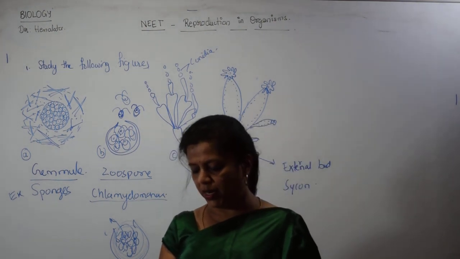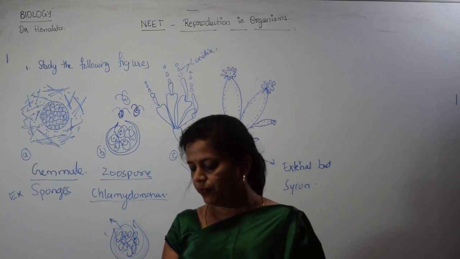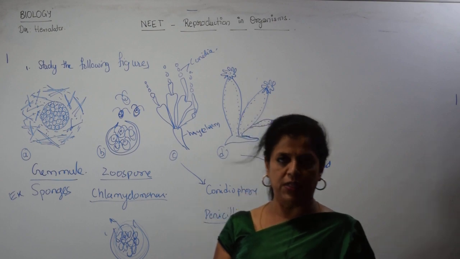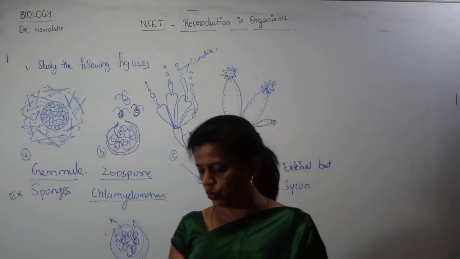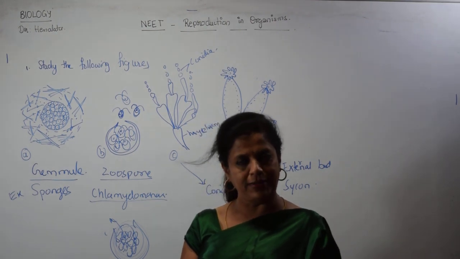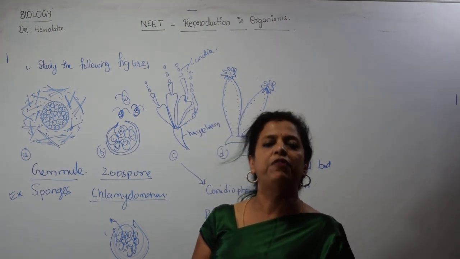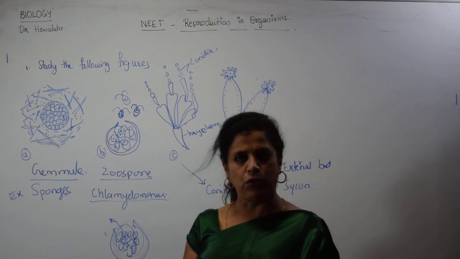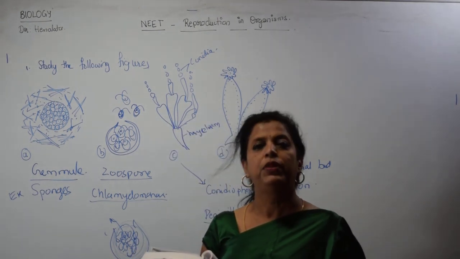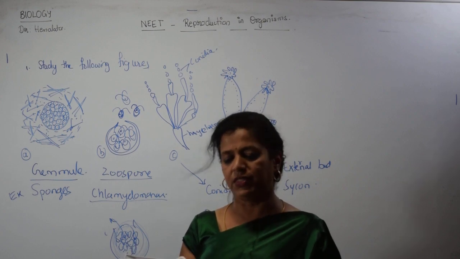The following table summarizes the differences between self-fertilization and cross-fertilization. Means, whatever differences are given, you have to just go through them and pick the wrong differences. You have to identify which is the wrong difference. Right? I told you, read the question completely. Not the right difference, they have asked for the wrong difference.